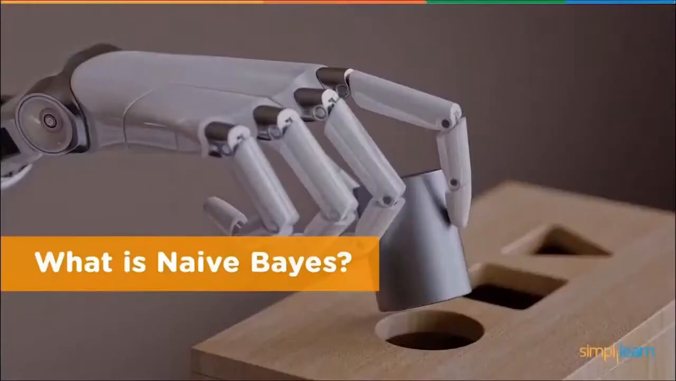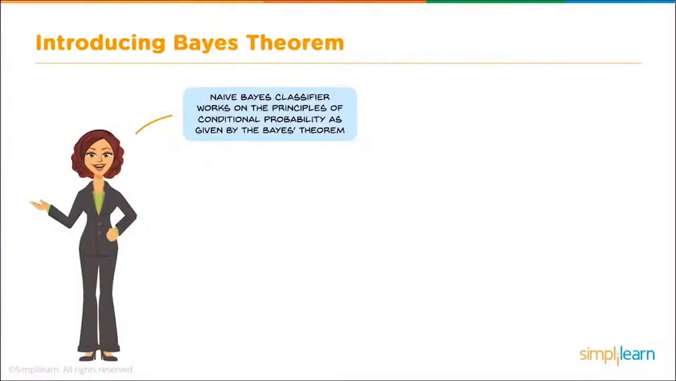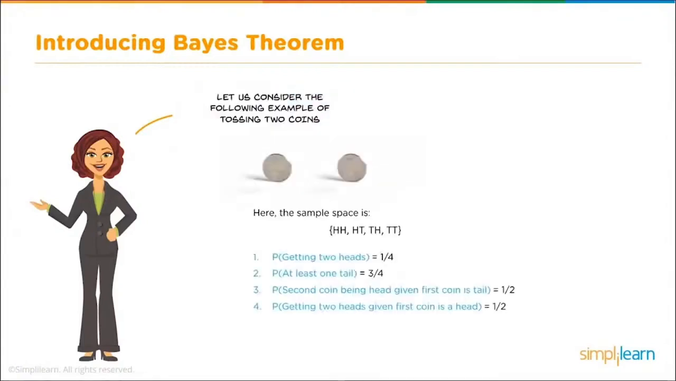What is Naive Bayes? Let's start with a basic introduction to the Bayes theorem, named after Thomas Bayes from the 1700s, who first coined this in the Western literature. Naive Bayes classifier works on the principle of conditional probability as given by the Bayes theorem. Before we move ahead, let us go through some of the simple concepts in the probability that we will be using. Let us consider the following example of tossing 2 coins.